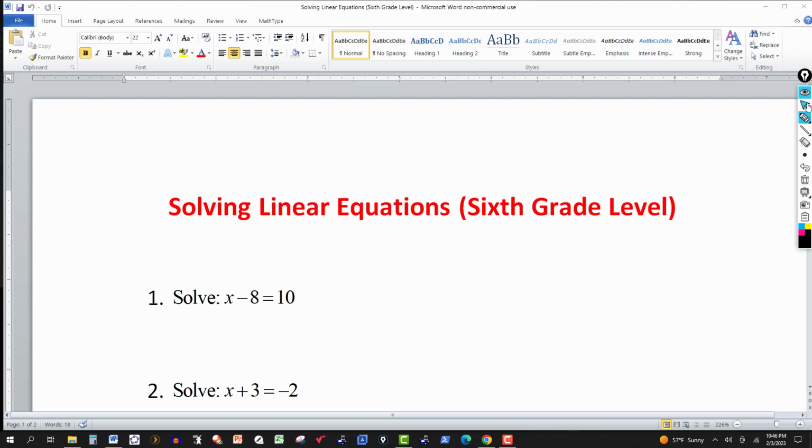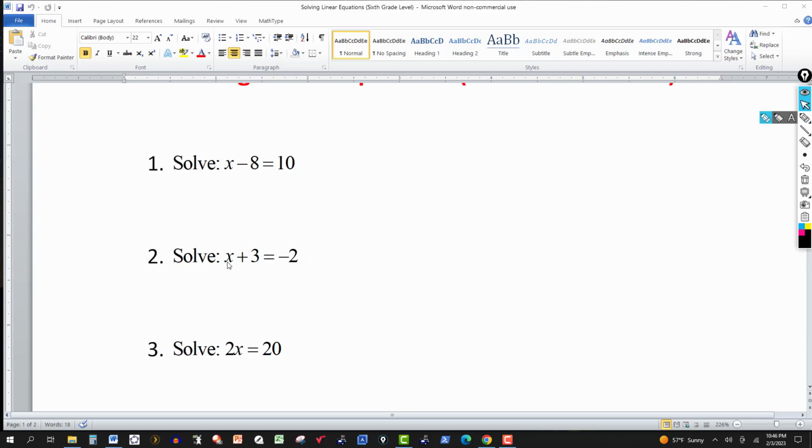Okay, let's go to the next one. We want to solve x plus 3 is equal to negative 2. So it's asking, what number plus 3 gives me negative 2? Now if you can't figure it out, let's go through the steps. We want to isolate the variable.